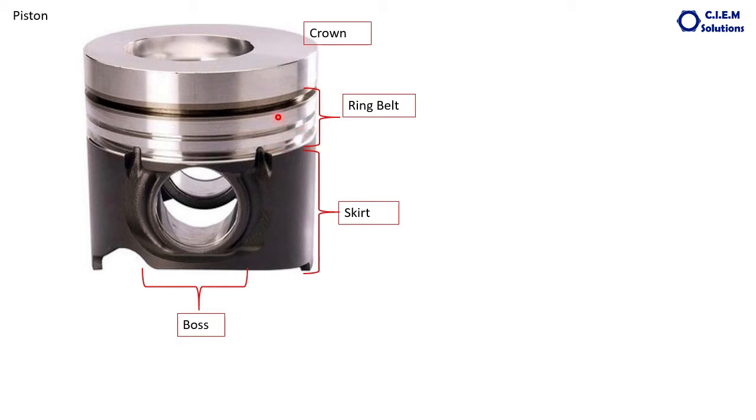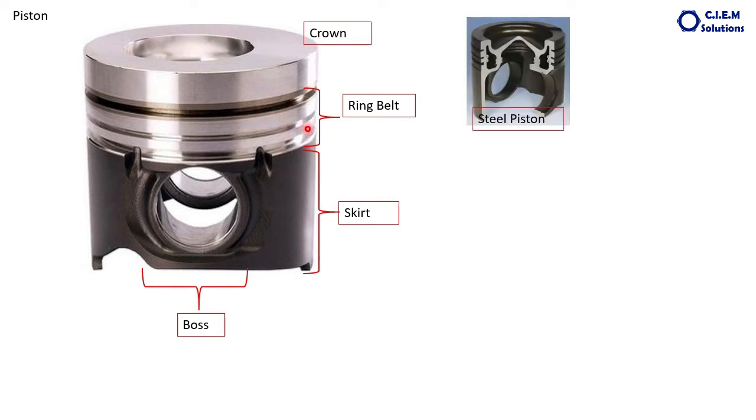The top groove is to accommodate the compression ring, this one is to accommodate the oil scraper ring, and this is to accommodate the intermediate ring. The intermediate ring assists both the compression ring and the oil ring.